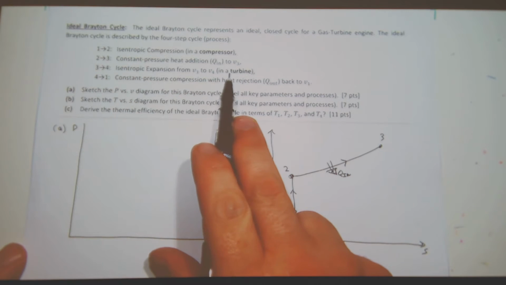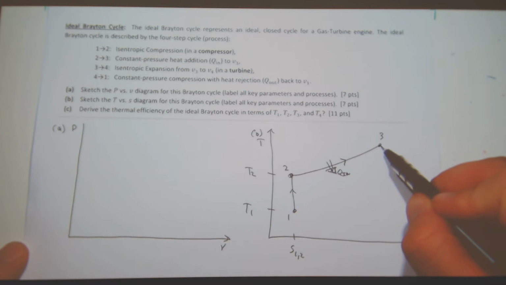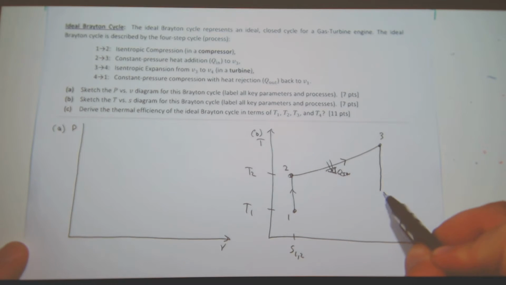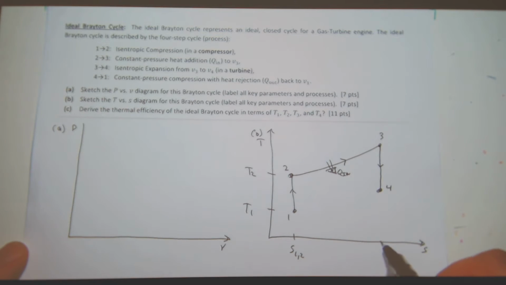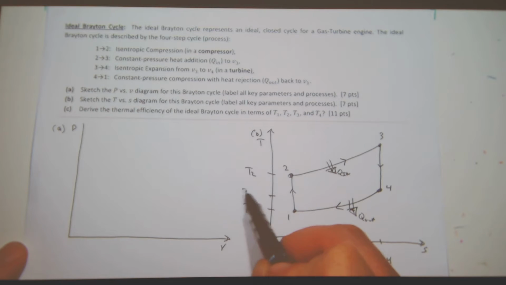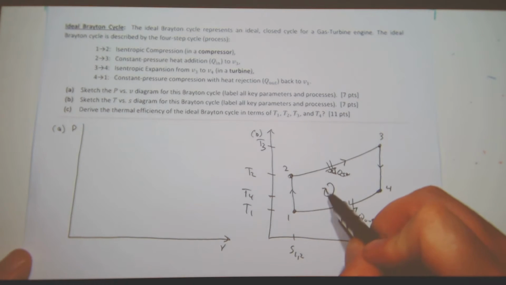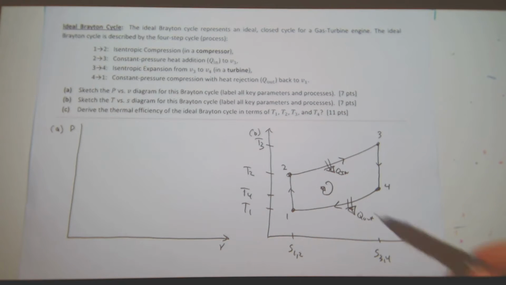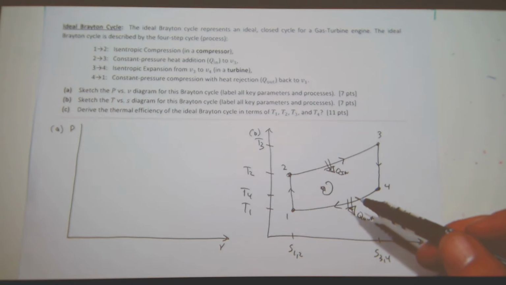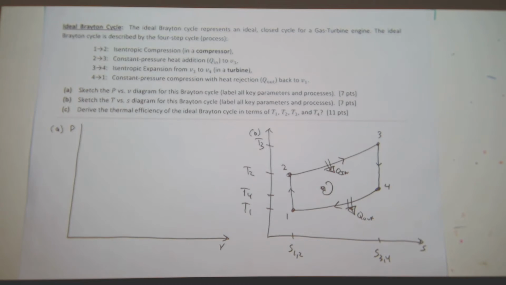Then isentropic expansion. Isentropic. S3, 4. And then constant pressure compression with heat rejection. So yes, this one's much easier to start with the TS diagram. Someone else might say that the other way is.